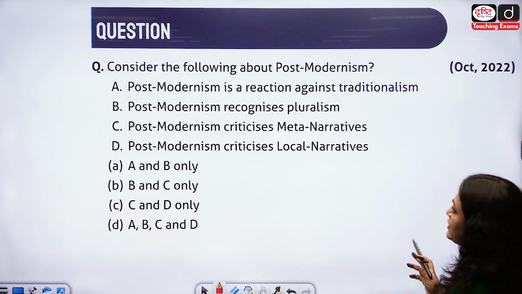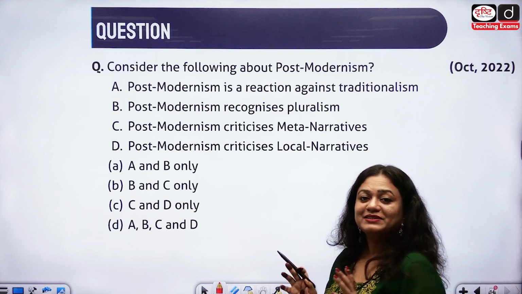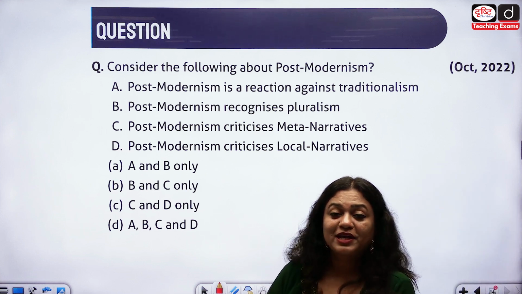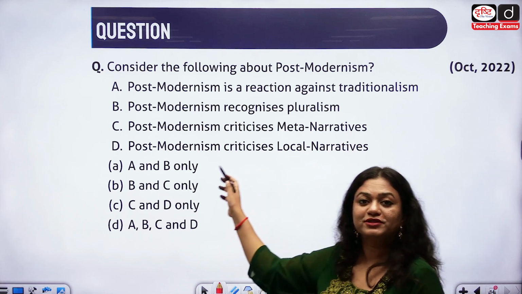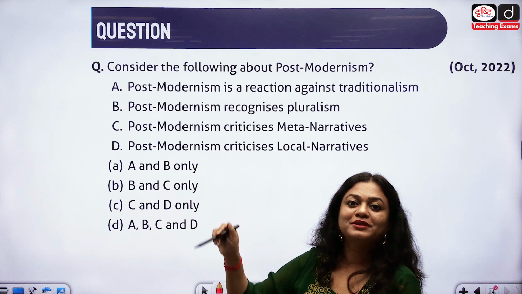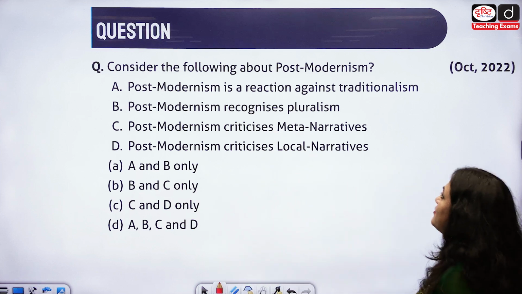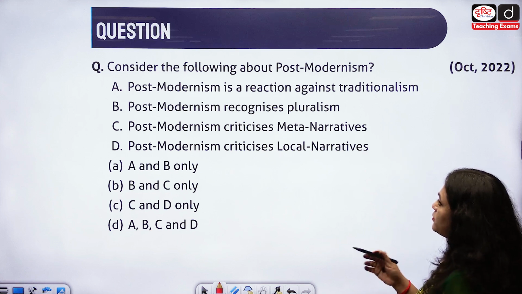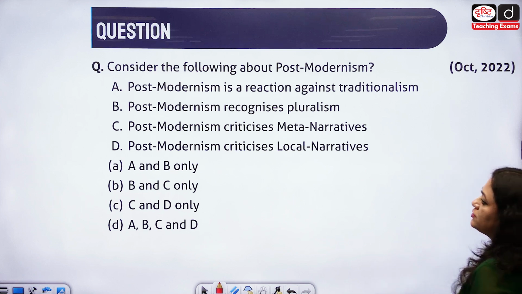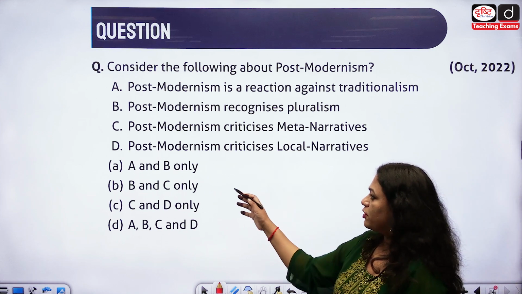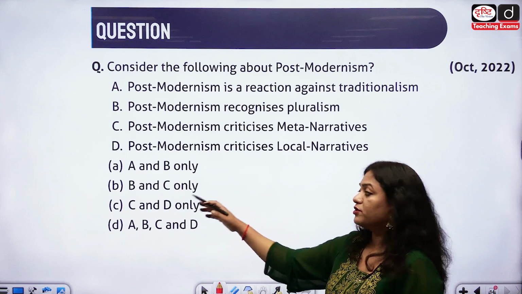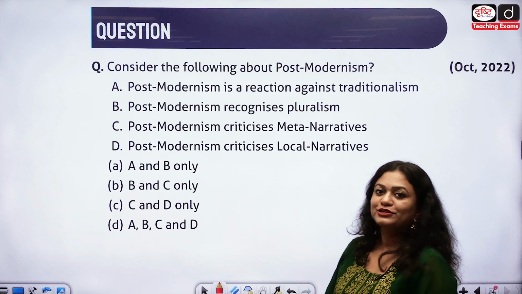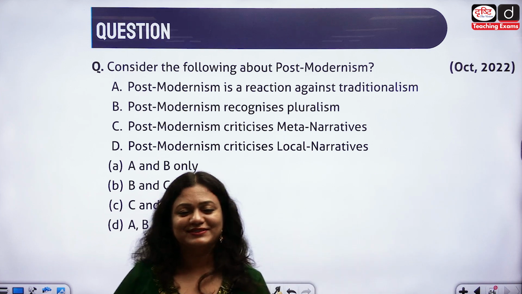Now moving to our next question, students, this is a question for you. I am going to read out this question, and you have to answer it in the comment box. Consider the following about postmodernism. A, postmodernism is a reaction against traditionalism. B, postmodernism recognizes pluralism. C, postmodernism criticizes meta-narratives. D, postmodernism criticizes local narratives. The options are A and B only, B and C only, C and D only, and A, B, C, D. So students, don't forget to put your answers in the comment section.